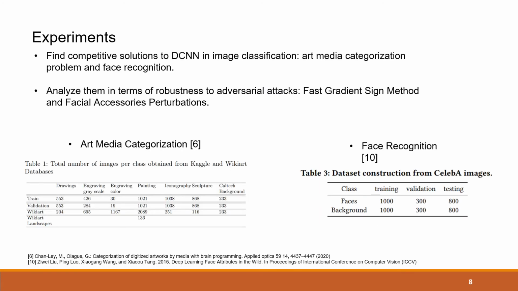In order to design accurate and robust image classifiers, first we need to find solutions competitive with DCNNs in image classification. In this case, we use our media categorization problem and face recognition. Secondly, we need to analyze them in terms of robustness to adversarial attacks. We use two popular attacks for this task: the fast gradient sign method and facial accessories perturbation. Therefore, we use standard databases to perform our experiments. For our media categorization, we use the Kaggle R database for training and validating the models, and WikiR for testing. In face recognition, we use a celebrity faces image database on which we construct the training, validation, and testing datasets.